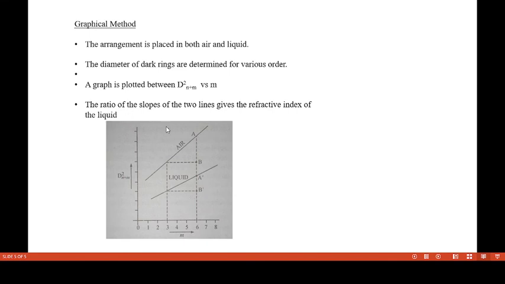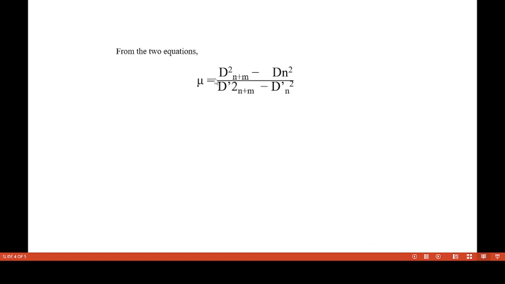So taking the ratio of the slopes will be AB upon 3 whole divided by A dash B dash upon 3. The 3 gets cancelled and the remaining term will be AB upon A dash B dash. Hence, we know what AB is. Suppose point A is some dn plus m square value, and point B is some dn square, then the difference will be AB. So this is what we got for refractive index here as well. Both are the same. We just put this in a graphical form.